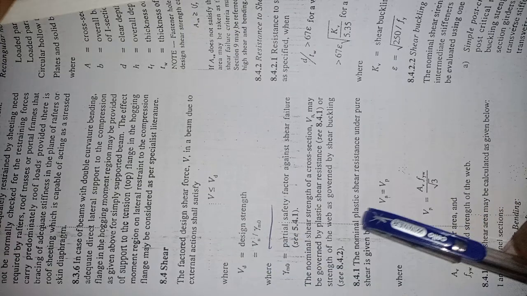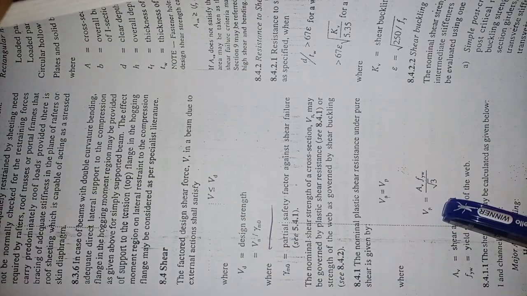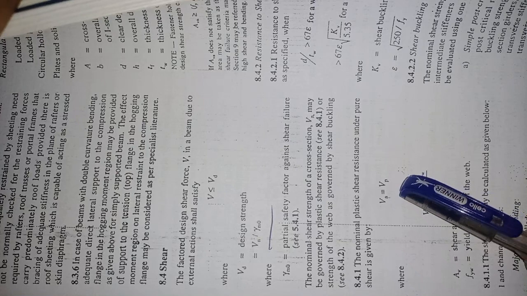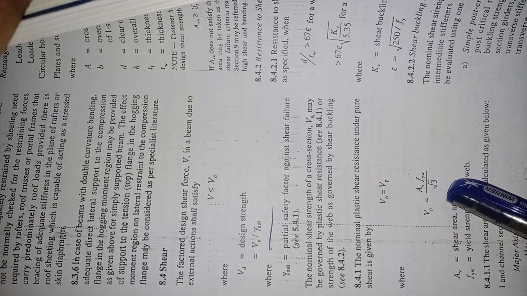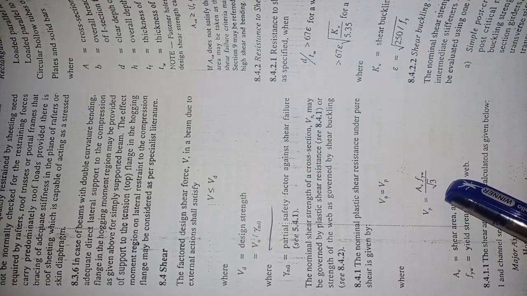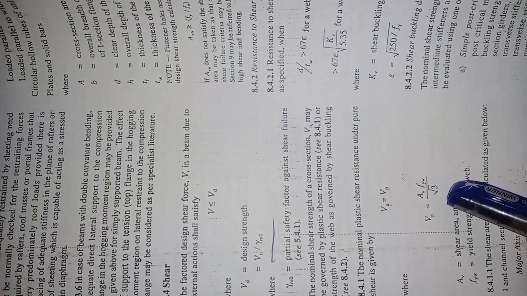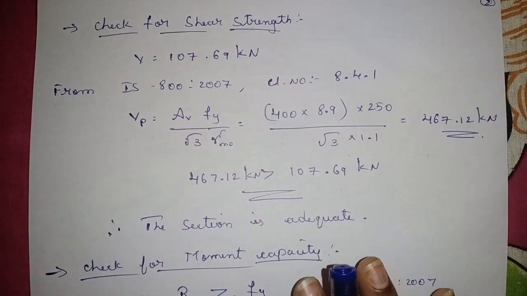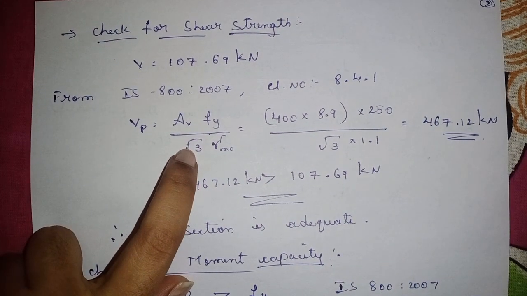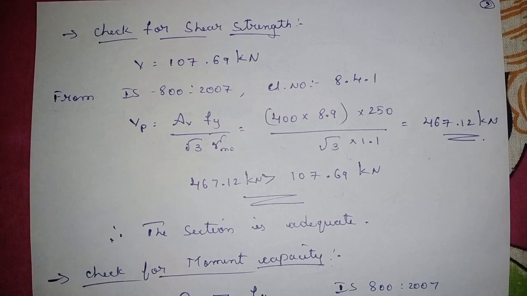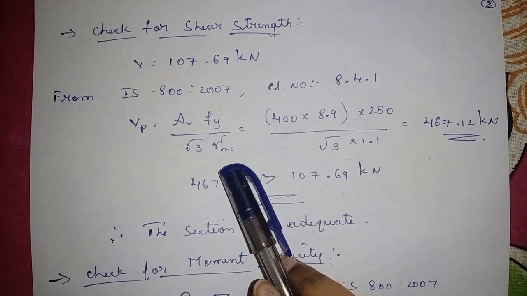How do you calculate Vn? Vn is equal to Vp, the plastic shear. So what is Vp? Vp is Av Fyw divided by root 3. This is from clause 8.4.1. So Vp is Av Fy divided by square root of 3, and we need to calculate finally Vd, so divided by gamma m naught is also there.